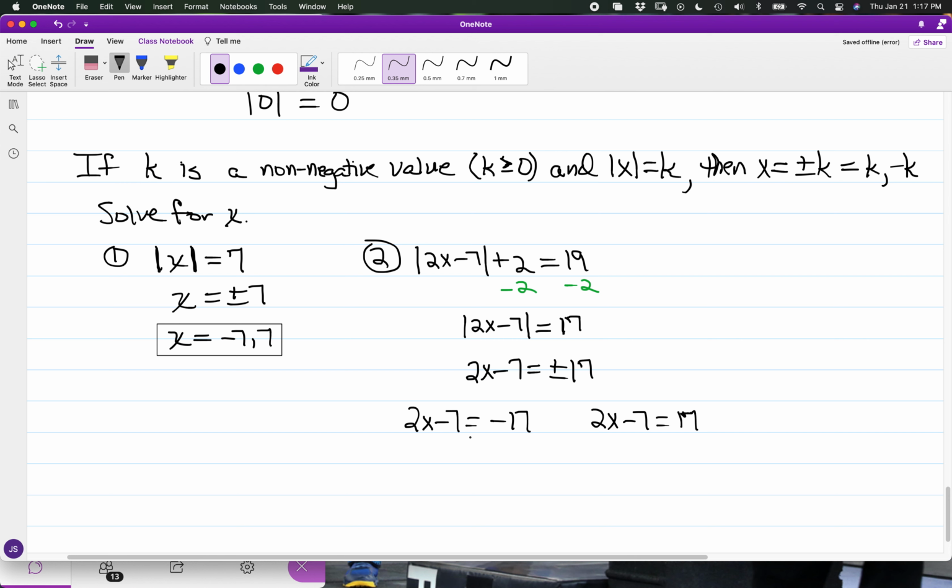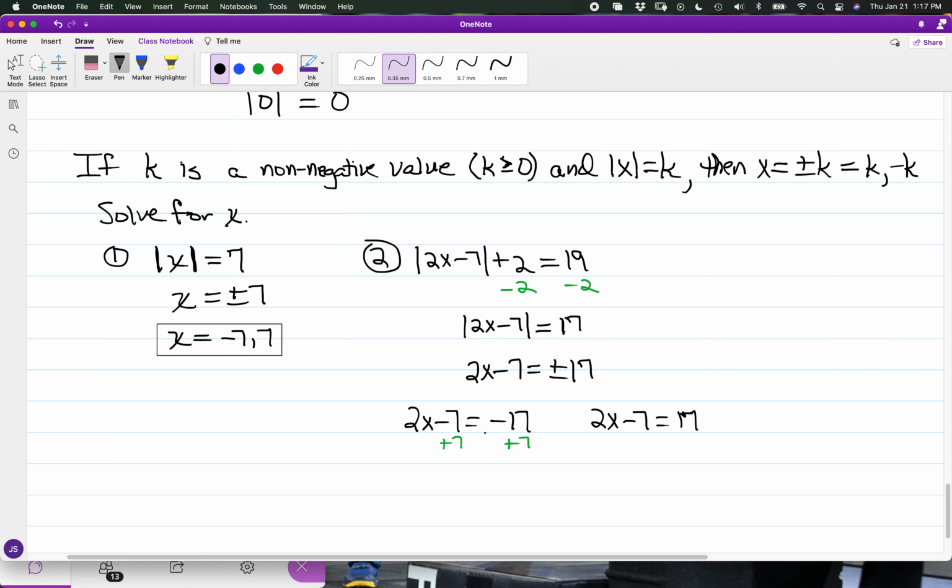If we have 2x minus 7 equal to negative 17, so we'll add 7, yes. Wouldn't it be 19? What would happen here? I took away 2 from both sides, so he had the absolute value of 2x minus 7 by itself, and I took 2 away from 19, so that's where that 17 came in. I'm sorry, my eyes are bad today, apparently. That's all right, no problem.